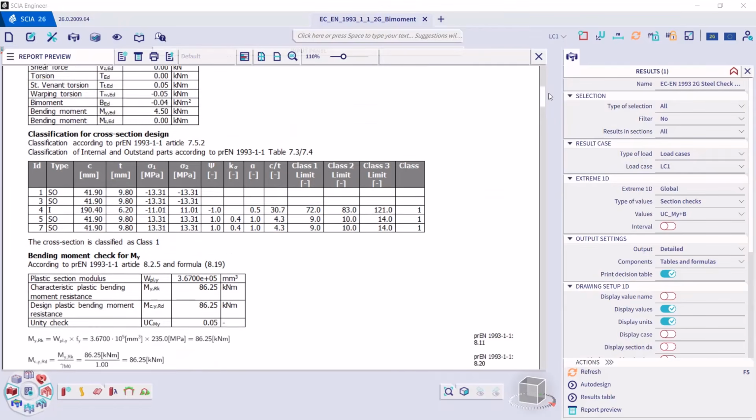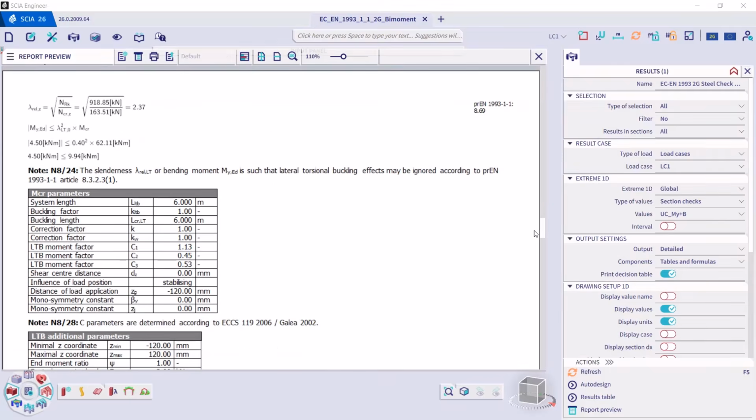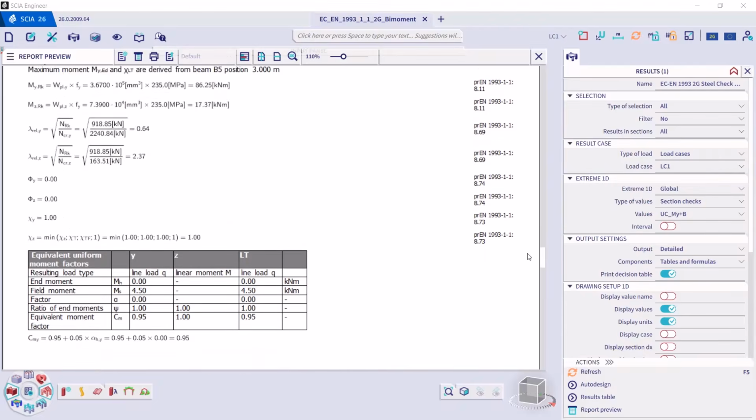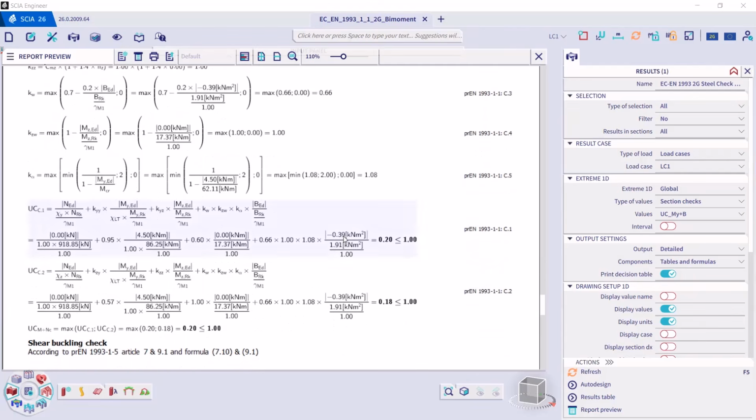And of course, the bimoment BEd is identified at the beginning of the report. You can see the value of -0.04 in here, where you have, of course, the table for all the internal forces. And if we go down a bit, you can see that we have also the stability check, where we had the combined bending and axial compression check, for which we have now the new formulas, C1 and C2. And as you can see, for these formulae, we have the value of BEd and BRk, which are used, and we have a maximum value of 20%, which is calculated.